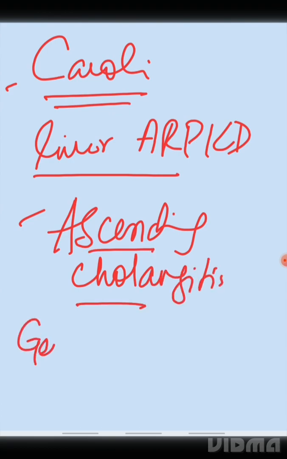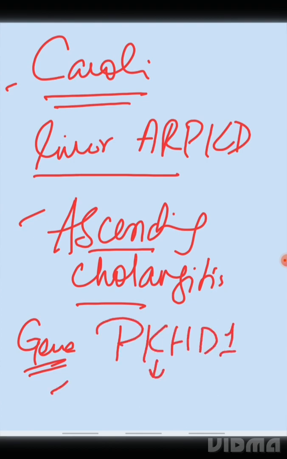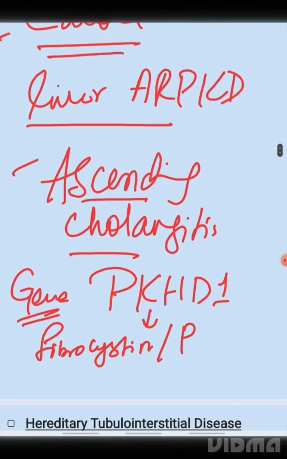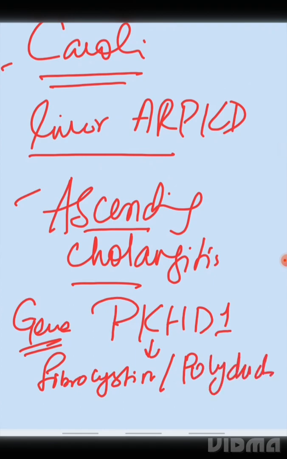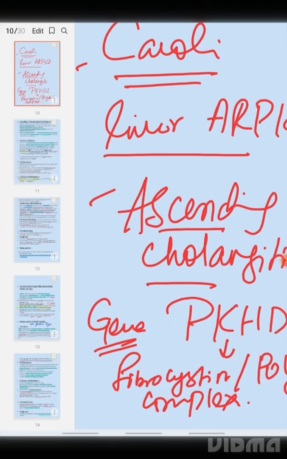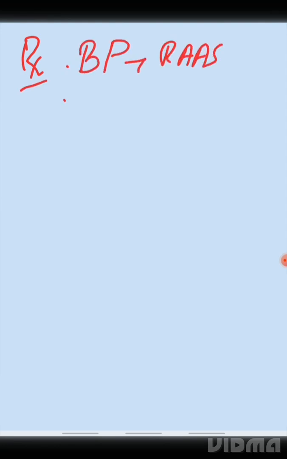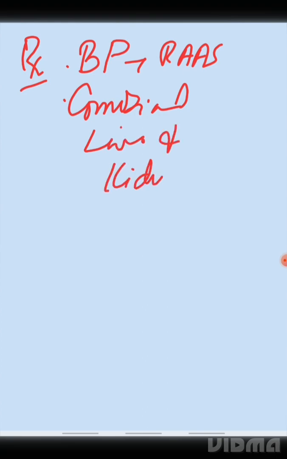So the genetic basis: the gene involved is, as we know, PKD1. It encodes a protein called fibrocystin polyductin complex, right? And how can you treat these patients? The treatment lies with what they present with. First and foremost is blood pressure control via RAS inhibitors, and secondly, the best treatment for these kinds of patients is combined liver and kidney transplant, and then treat the complications.